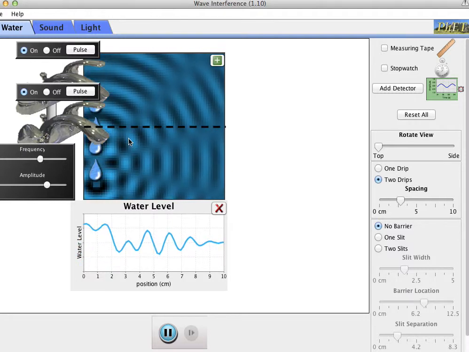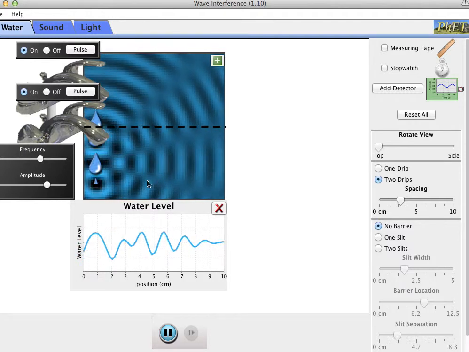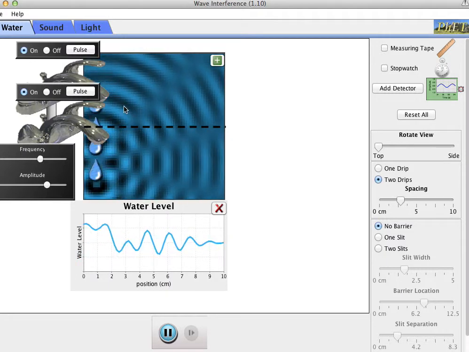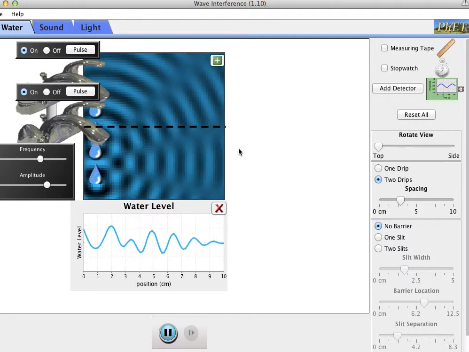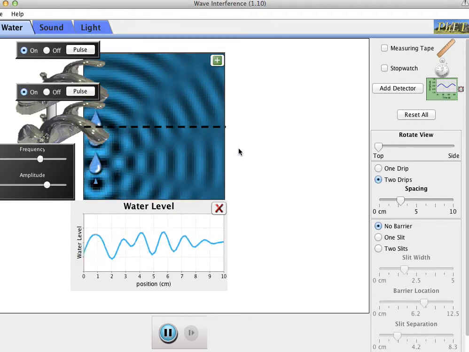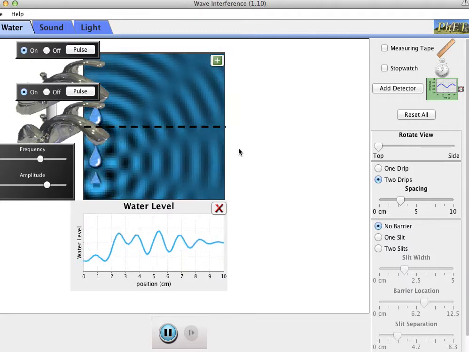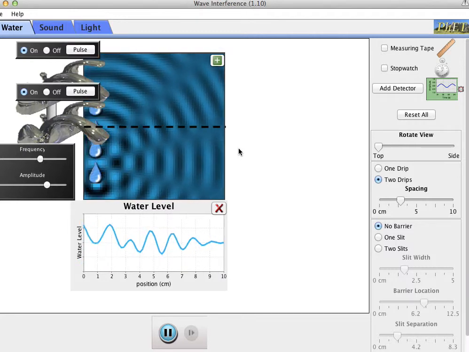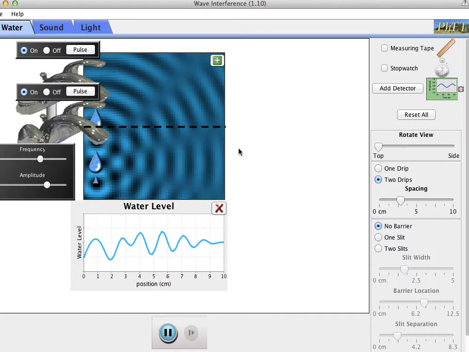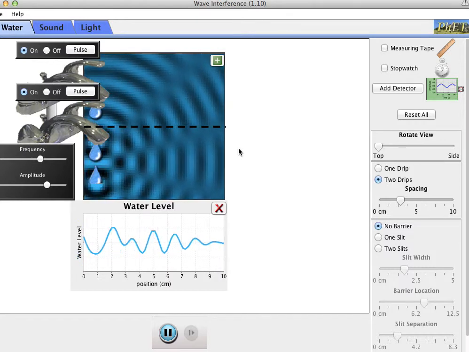And then in between those, here and here and here and here, we see that we have really dark and really light areas alternating. We get very, very deep and tall ripples. And so that happens when our waves are adding together constructively.